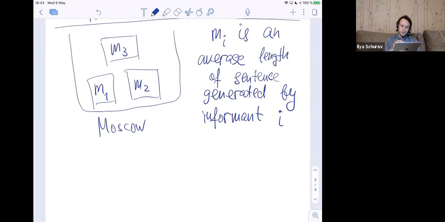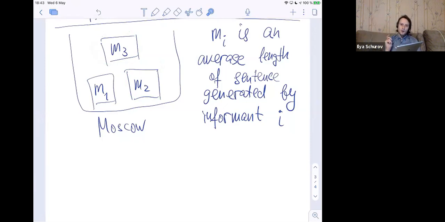Then my data generation process is the following. I pick a random informant from, for example, Moscow. So I pick a random box here, and then I use this box to generate my sentences. Previously, when we discussed models for population, it was just a large box with some balls in it, and I sample from this box. We just sampled numbers from our population.